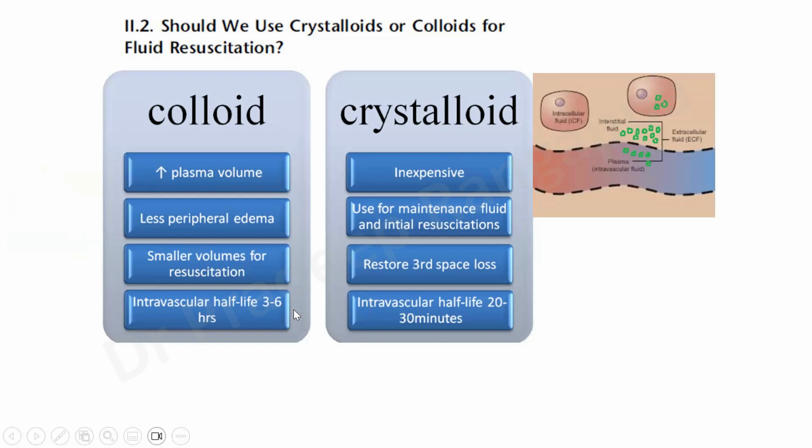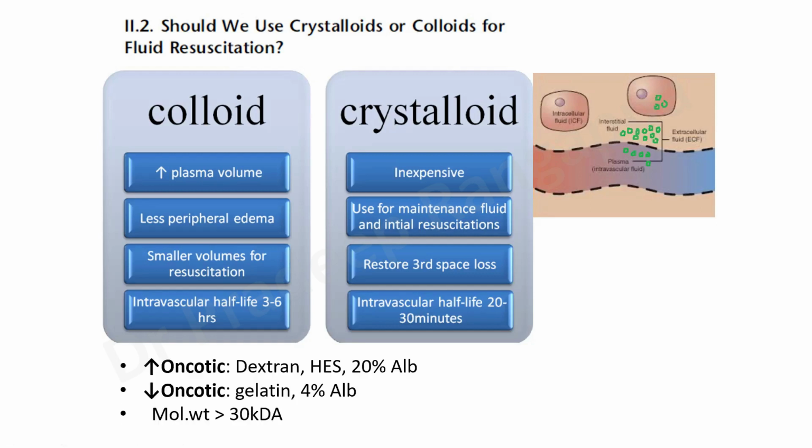And another important thing is colloid has a longer half-life of 3 to 6 hours, whereas crystalloids have a half-life of only 20 to 30 minutes. Some of the colloids with increased oncotic pressure are dextran, hydroxyethyl starch, and 20% albumin, with a lower oncotic pressure gelatin and 4% albumin. But crystalloids have been shown not to increase the oncotic pressure and can cause hyperchloremic acidosis.